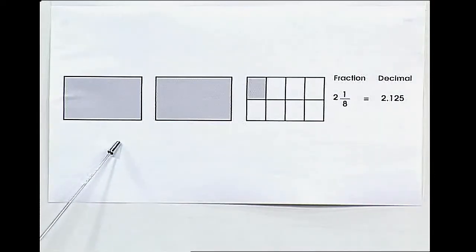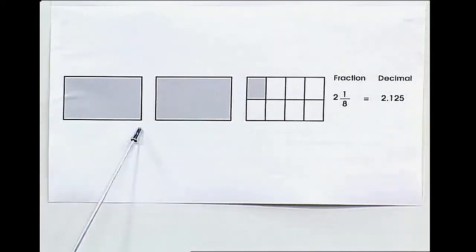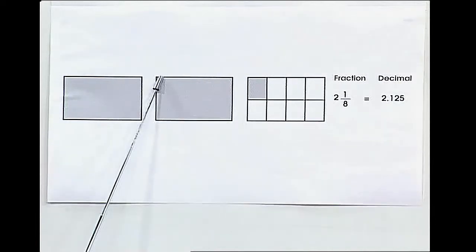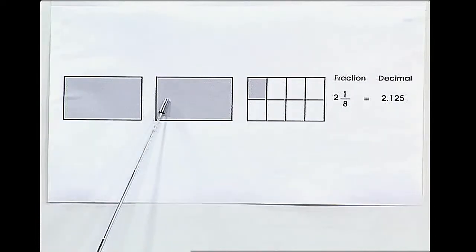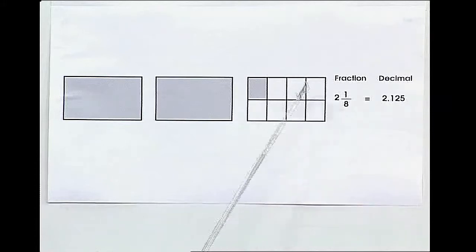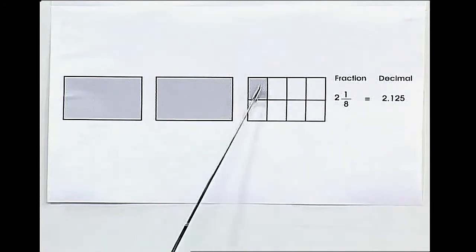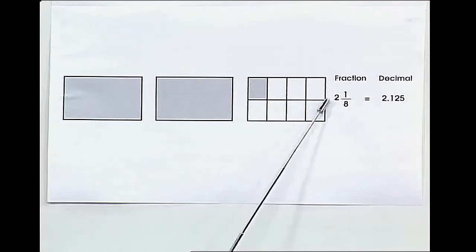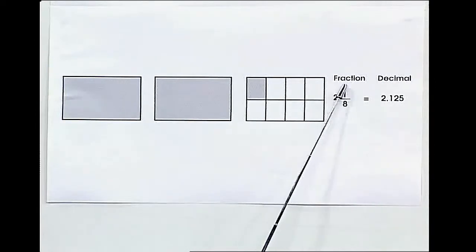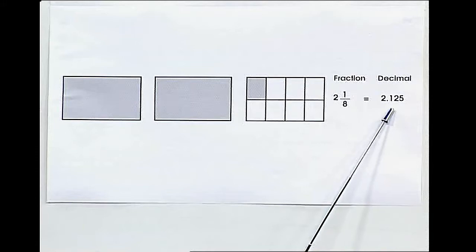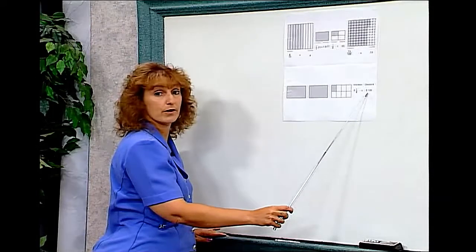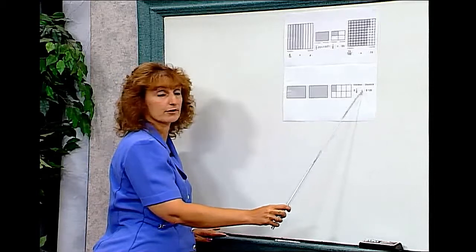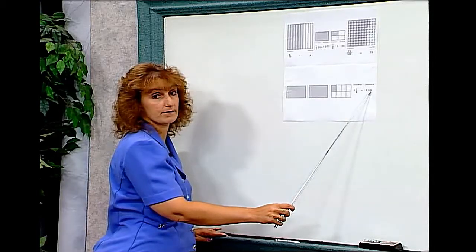If we look at the bottom chart, we see that we have 2 full rectangles shaded. This represents the whole number 2. This third rectangle only has 1/8 shaded. Our fraction is 2 1/8. So 2 1/8 is equal to 2.125. The decimal point separates the whole number from the decimal part.